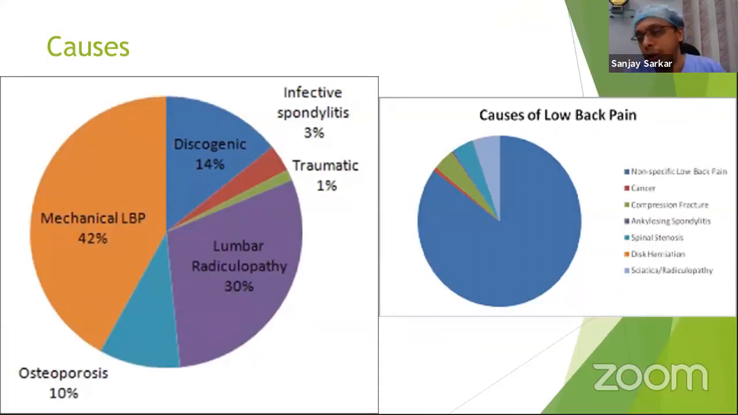Now, as you can see, there are two pie charts. In the pie chart to your left, more than 80% of low back pain causes are either mechanical at 42%, lumbar radicular, so let's say pinched nerve, like for example sciatica, and then discogenic: disc bulge, disc herniation, disc sequestration, and all the grades of discitis. So all these three diagnoses or causations are accumulative, or summated, to more than 80%.